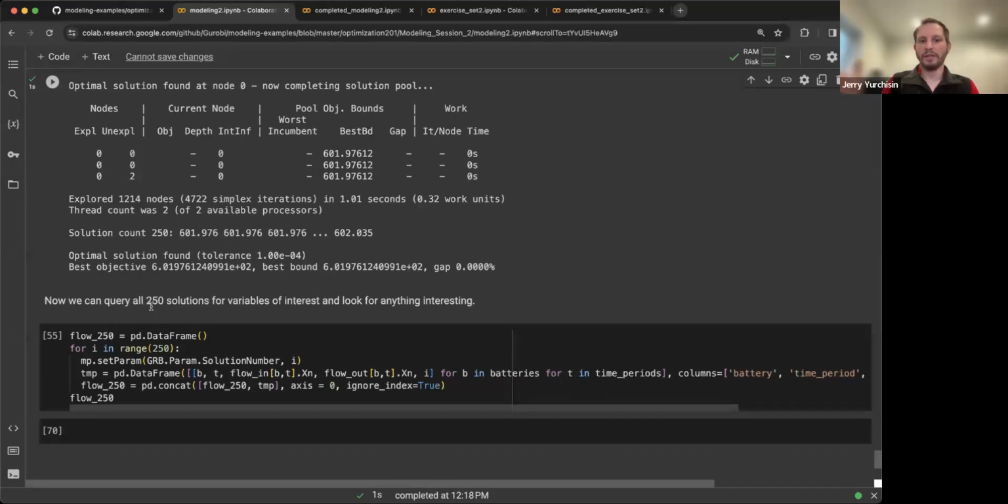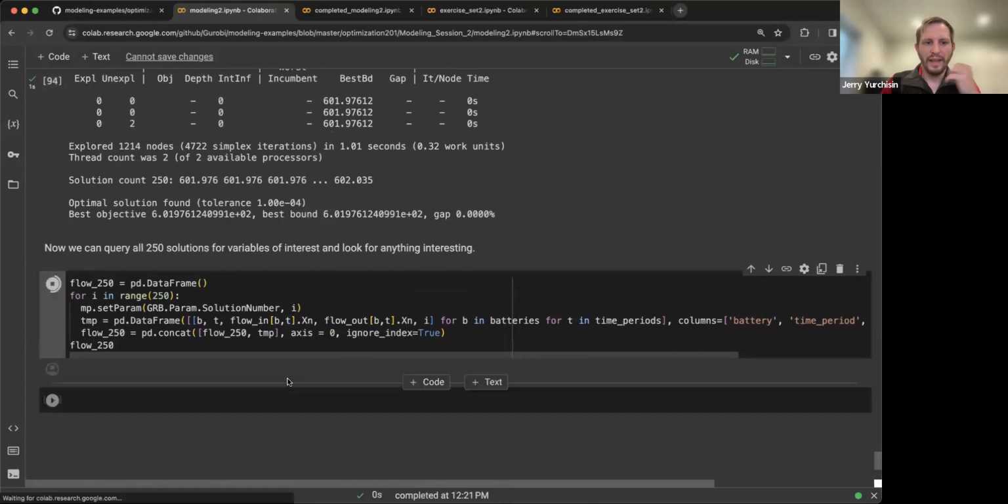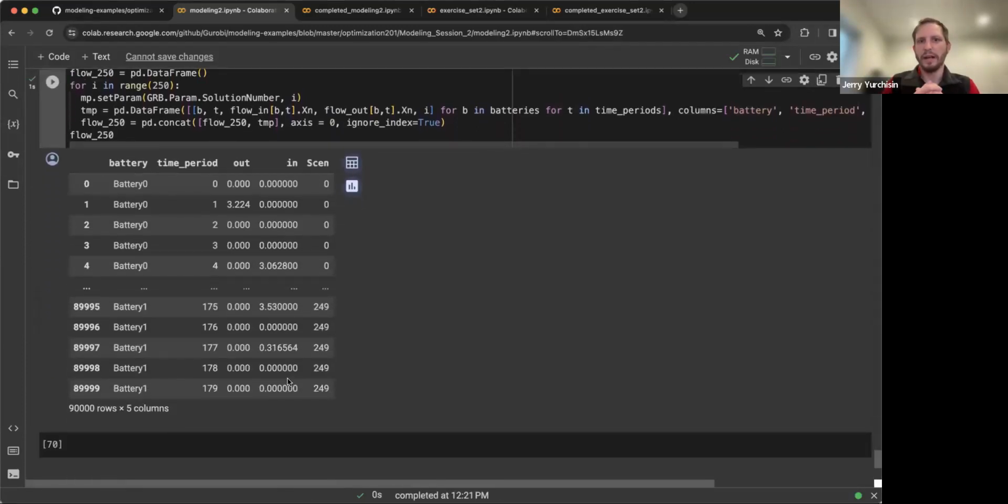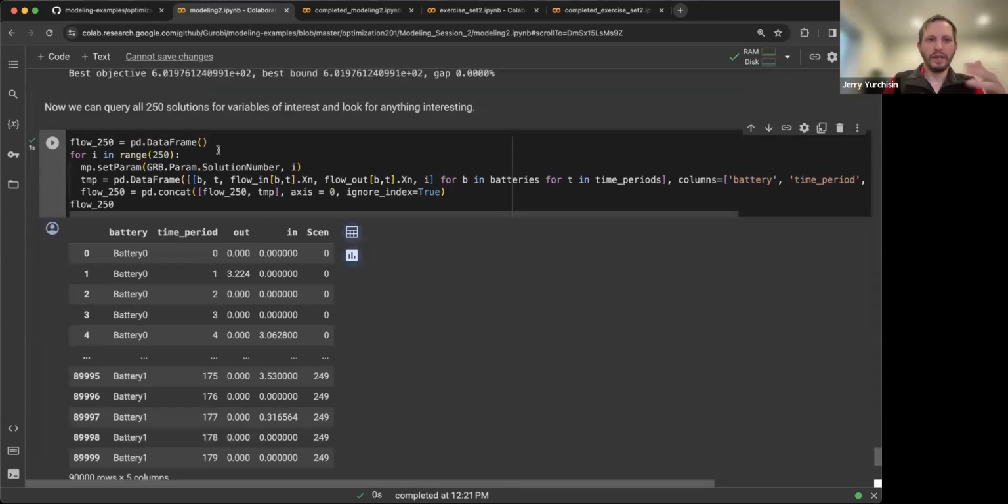So now we have all of these solutions. What do you want to do with them? Well, let's put them in a data frame, and then you can do some data analysis. Essentially what we did here is we looped through all of our solutions, solution number i of 0 to 249, and queried the information about the flow variable. This Xn is how you extract the value of the decision variable. We did that for flow in and flow out, across the batteries and time periods. We set up this nice little for loop that gives us all the information for all the scenarios about what's charging and discharging for what battery at what time period. So we can do some additional analysis.